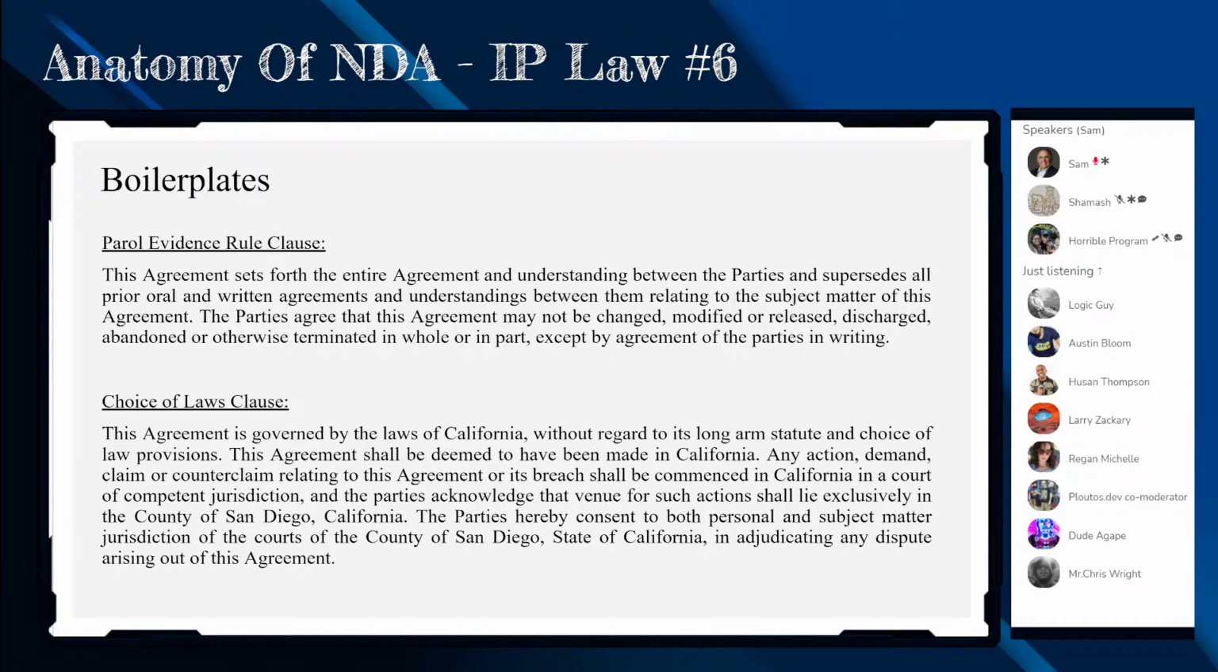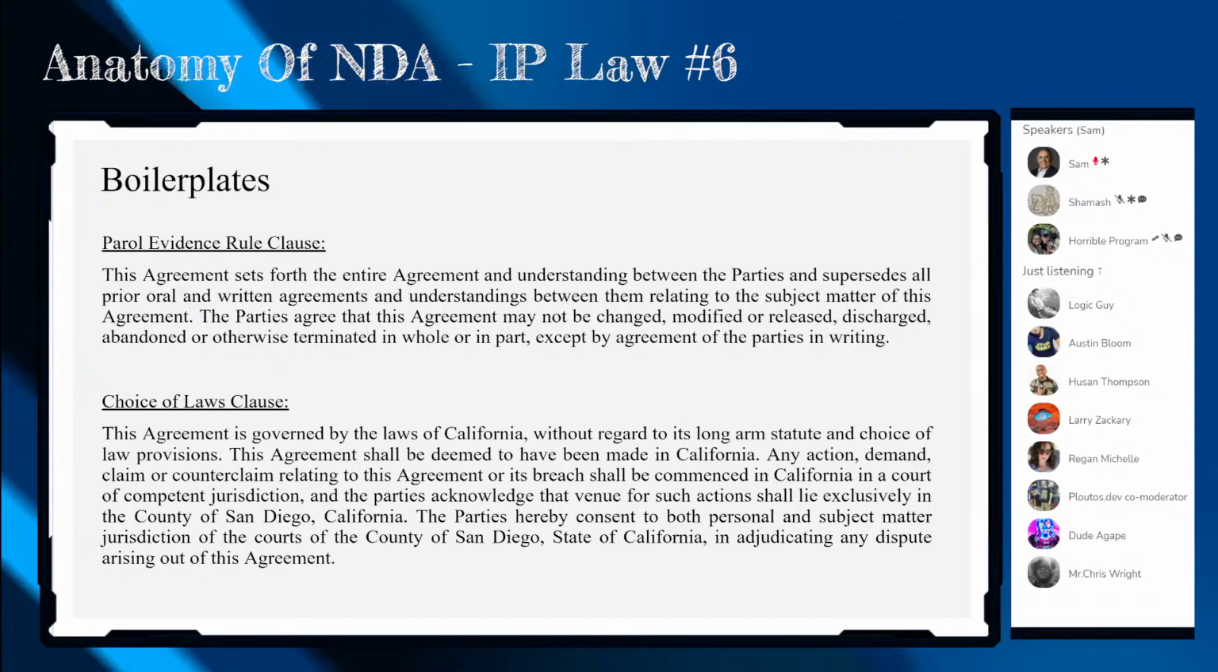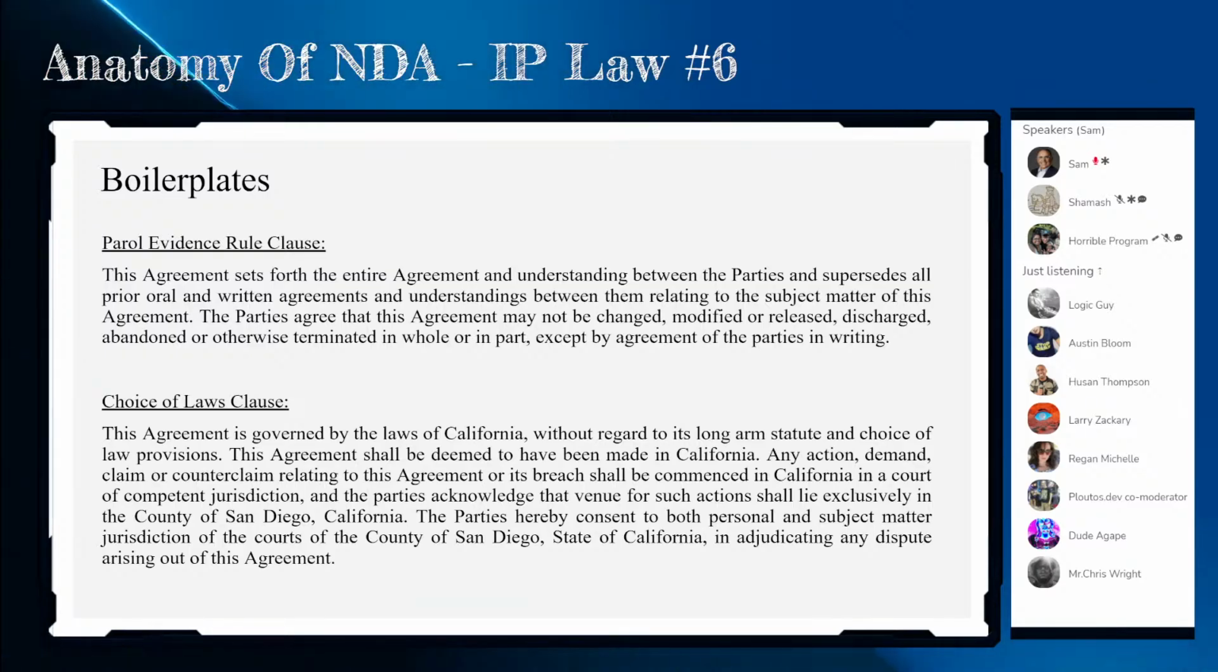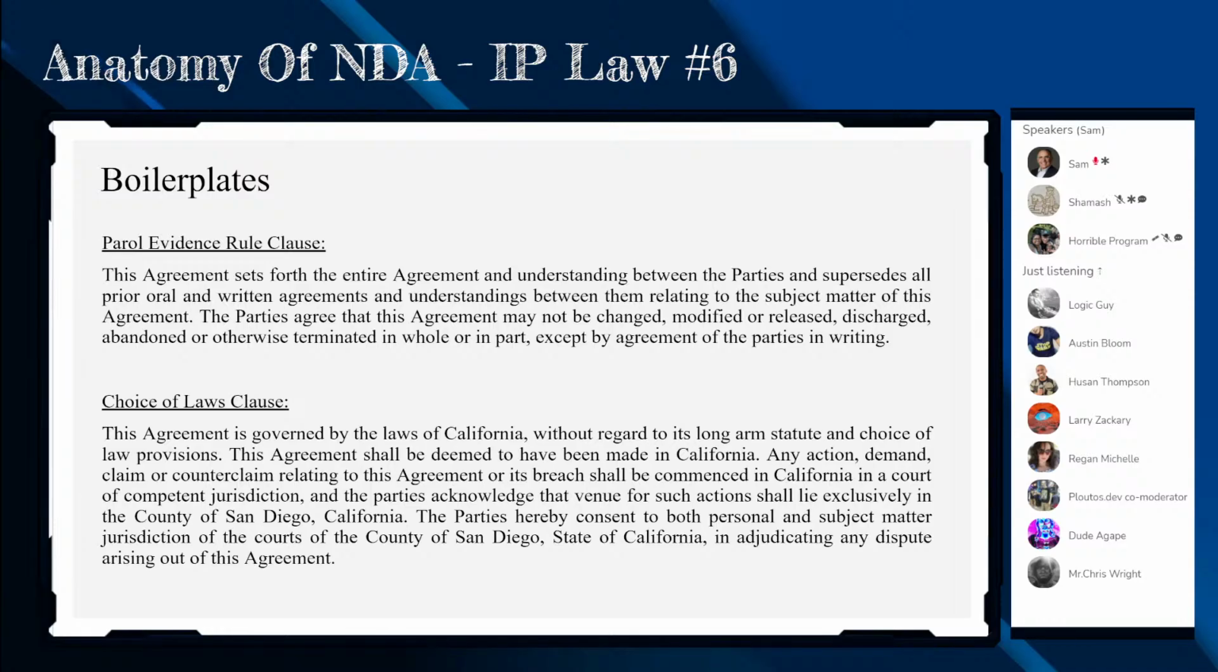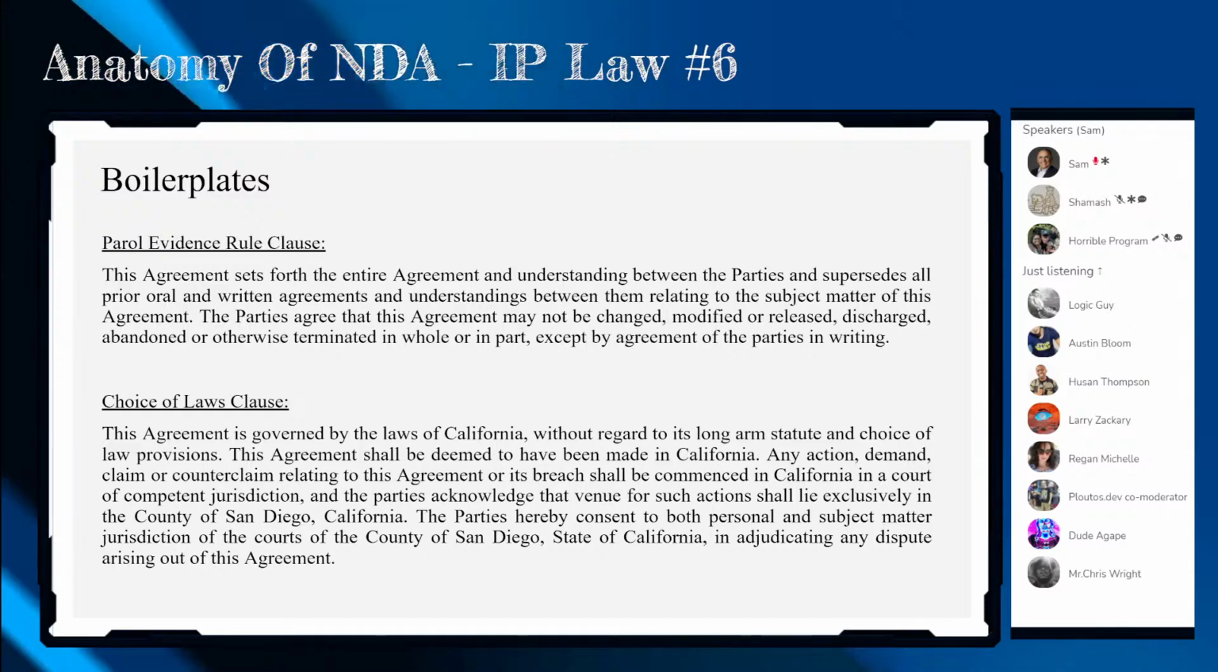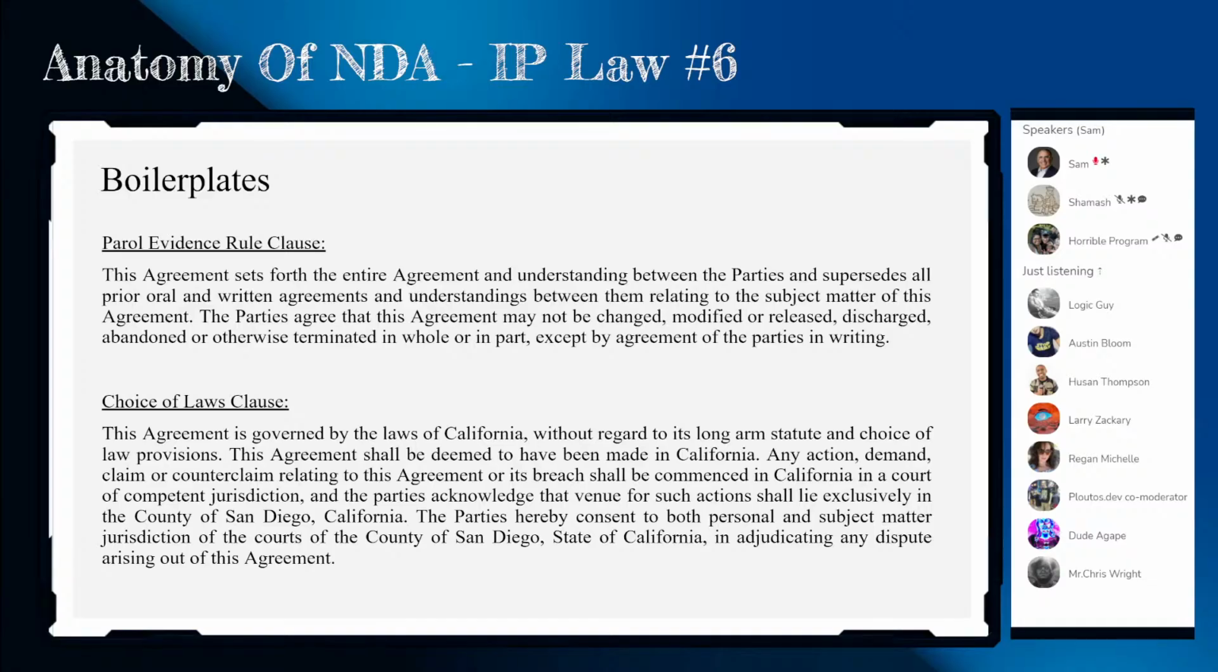We don't want people to come out of the woodwork and say, oh, yesterday you told my uncle that blah, blah. So none of that needs to be involved in a business deal. So we say this agreement sets forth the entire agreement and understanding between the parties and supersedes all prior oral and written agreements and understandings between them. The parties agree that this agreement may not be changed, modified, or released, discharged, abandoned, or otherwise terminated in whole or in part, except by agreement of the parties in writing.